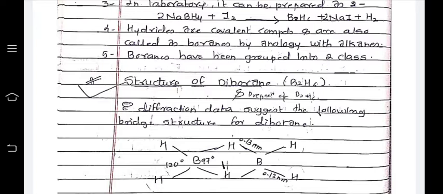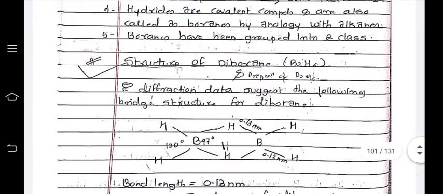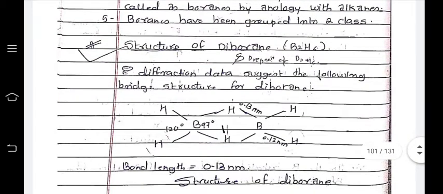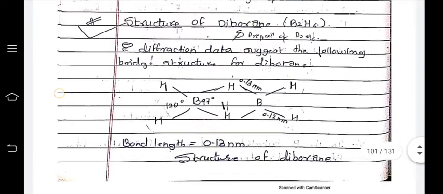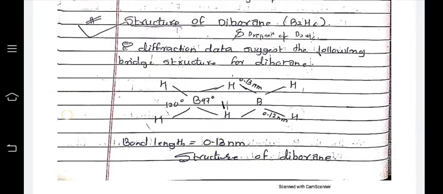Hydrides are covalent compounds and are also called boranes by analogy with alkanes. Boranes have been grouped into two classes. Structure of diborane, B2H6.